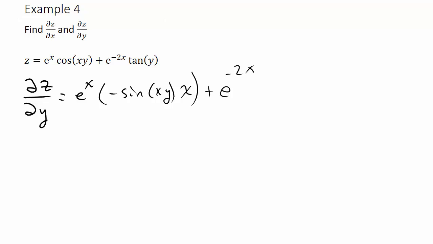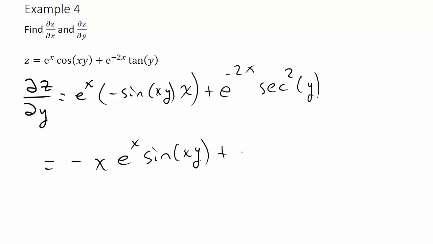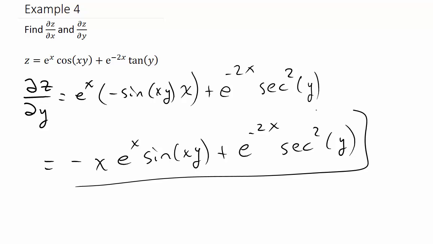And then now we'll take the derivative of tangent. Because y is our variable, what's the derivative of tangent? Well, that's secant squared y. And so this is your answer. I guess we can write it as negative x e to the x sine xy plus e to the negative 2x secant squared y. And this would be your final answer.